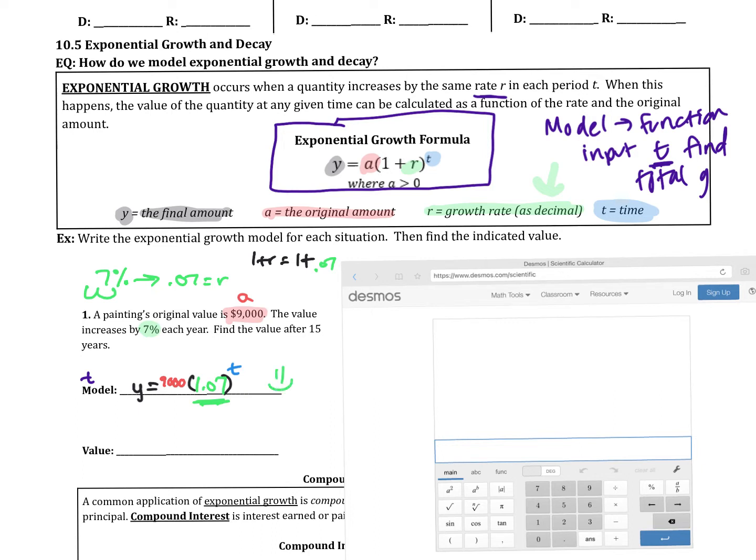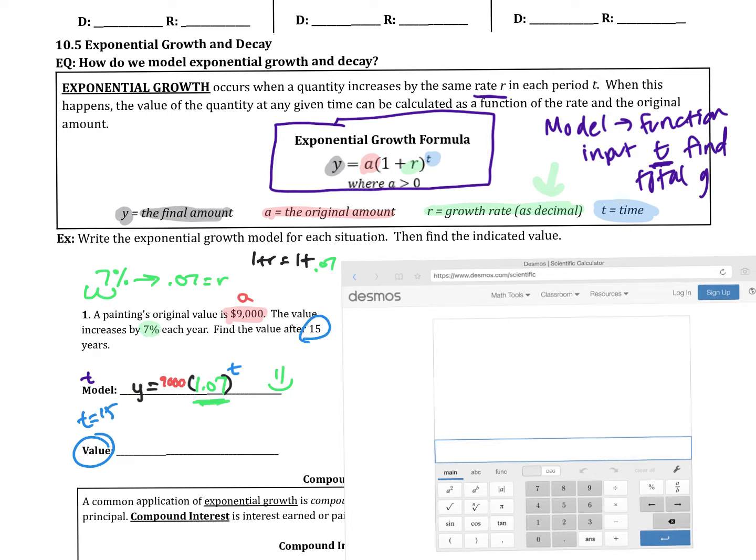You don't plug a number in for t. This is a function that we could use to find the value at 1 year or 5 years or 10 years or 50 years simply by plugging in a value for t. Now, when they ask us for a particular value, that's when we're going to plug in a number for t, and in this case, that number is going to be 15.